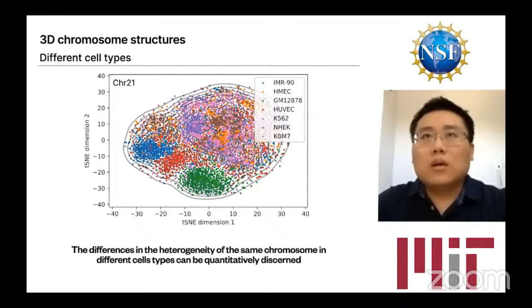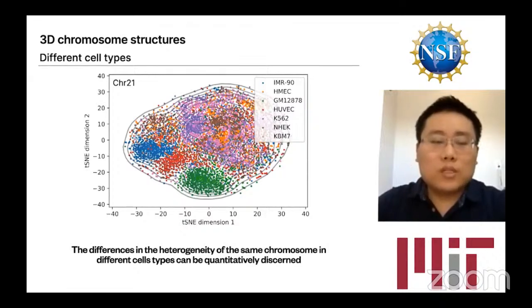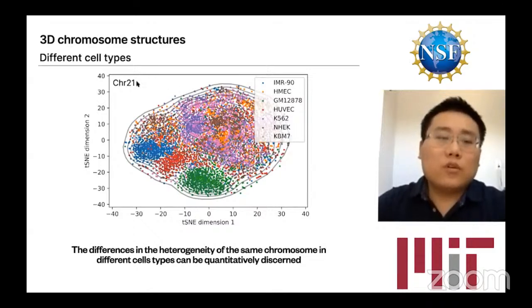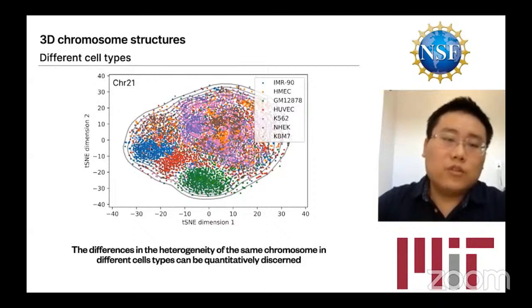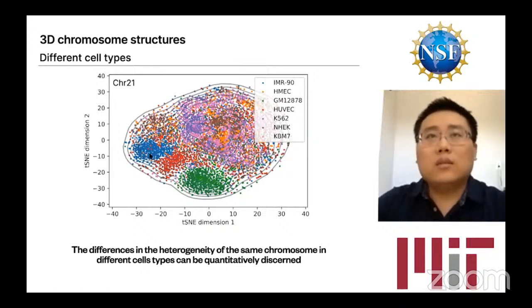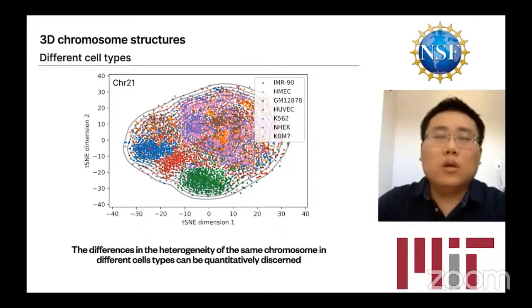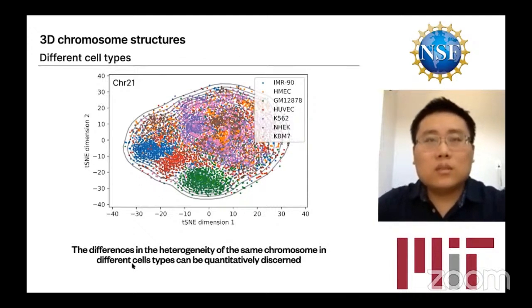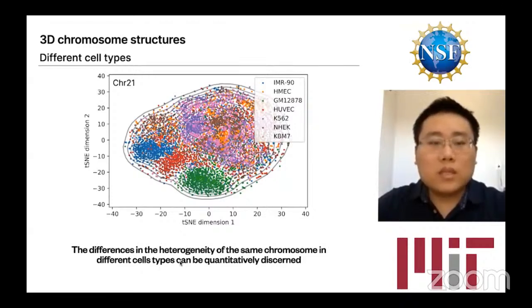So here is a result where I first generate an ensemble of structures for each cell type, and then I use t-SNE to project the structures onto a two-dimensional space. This is the result for chromosome 21. You can see that each point represents an individual chromosome conformation, and the different colors occupy distinct territories. Especially for these three cell types, blue, red, and green, they form distinct clusters and are well segregated from each other. This suggests that although there is large heterogeneity among chromosome conformations in a single cell type, the difference in the heterogeneity of the same chromosome in different cell types can nevertheless be quantitatively discerned.